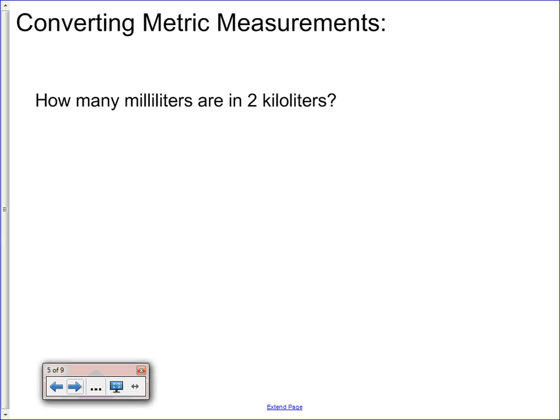All right, if you feel like you're starting to understand this a little bit, I would pause the video here first and solve the problem. How many milliliters are there in 2 kiloliters?